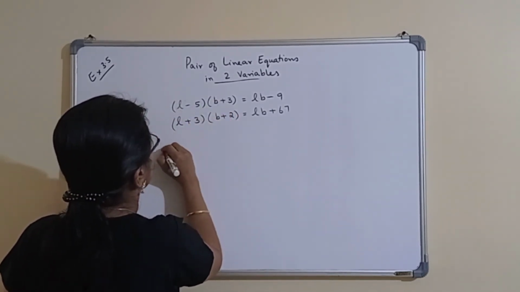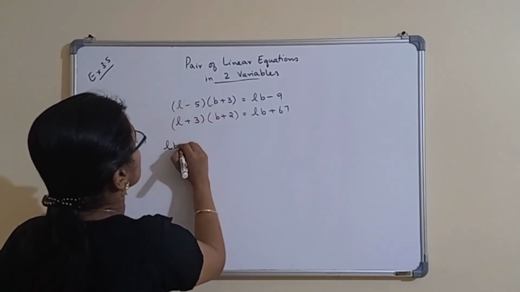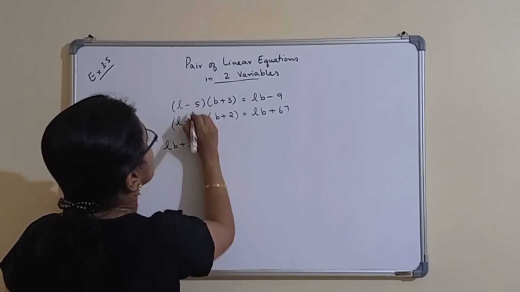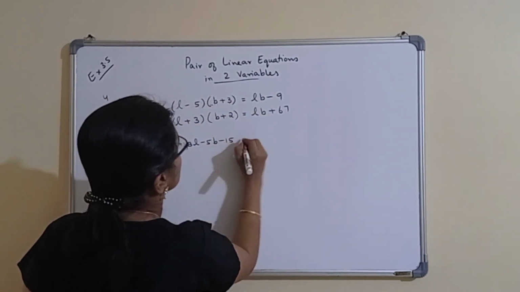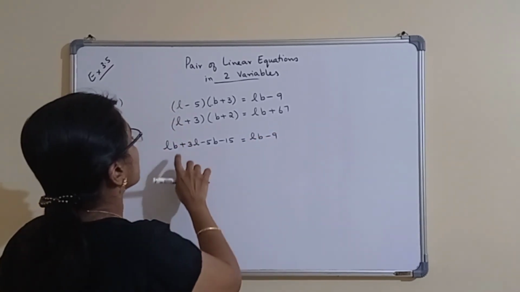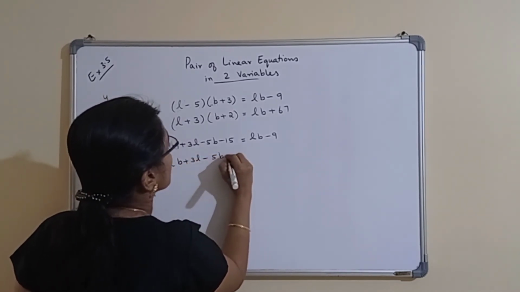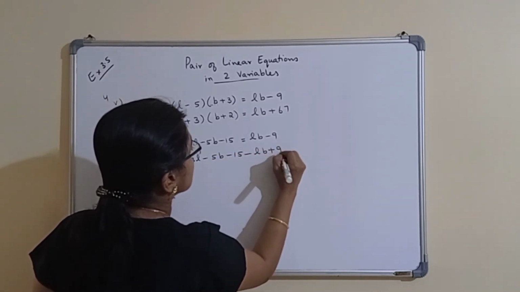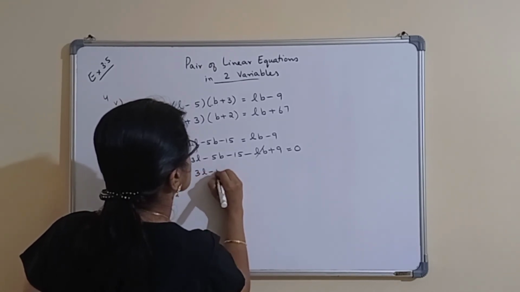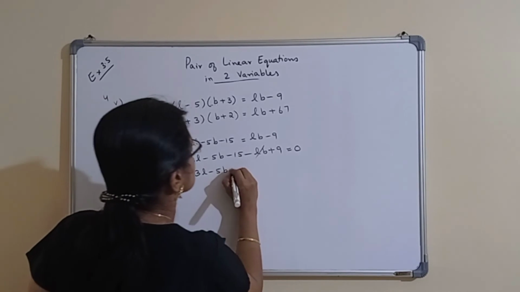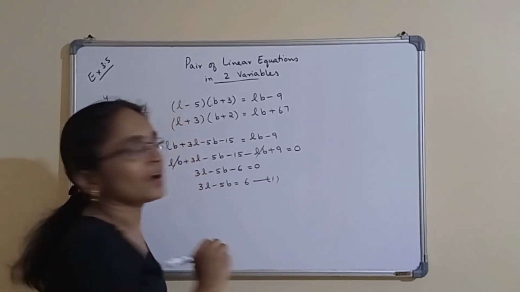Now we can solve this. First we multiply all these by L, that is B plus 3 by L. So L into B is LB, then L into 3 is 3L, then minus 5 into B is minus 5B, and minus 5 into plus 3 is minus 15, which is equal to LB minus 9. Now, taking this to the left hand side, we have LB plus 3L minus 5B minus 15 minus LB plus 9 is equal to 0. Here LB and minus LB will get cancelled, and we have 3L minus 5B minus 15 plus 9, which is minus 6, equal to 0. So we can take it as 3L minus 5B is equal to 6. This is equation 1.